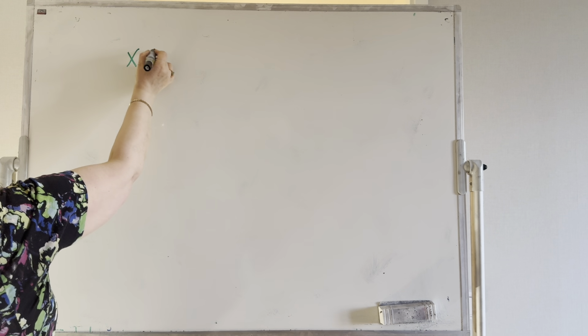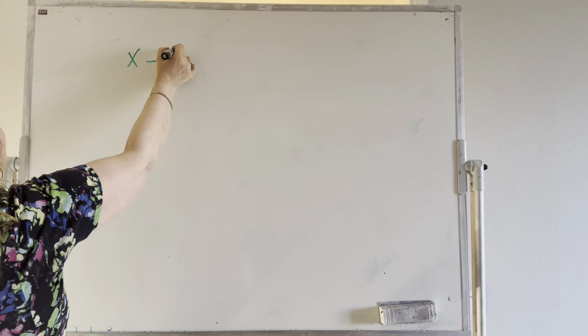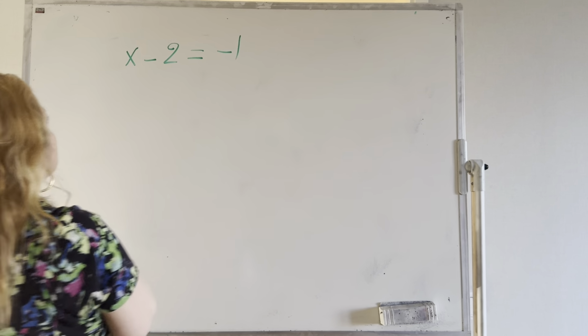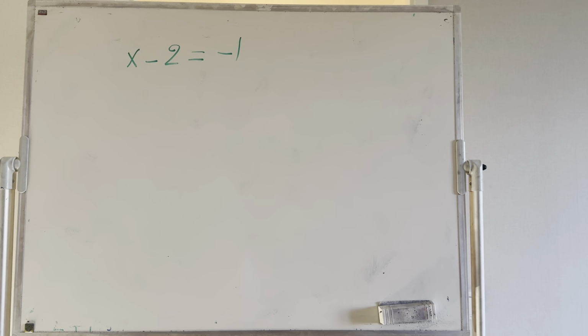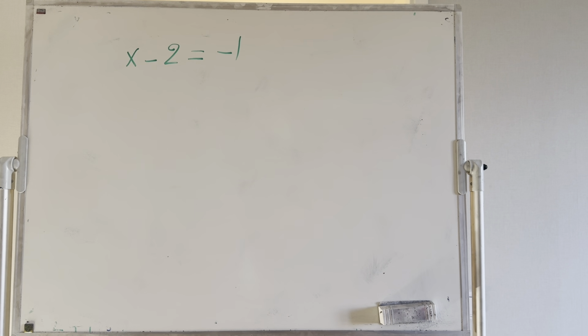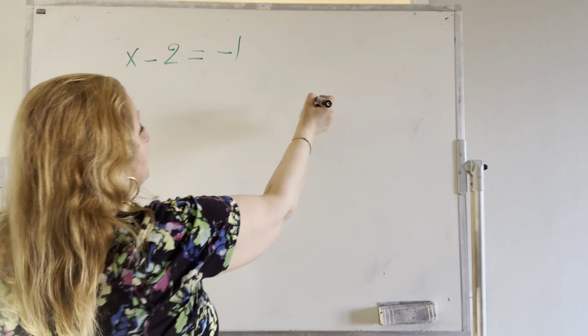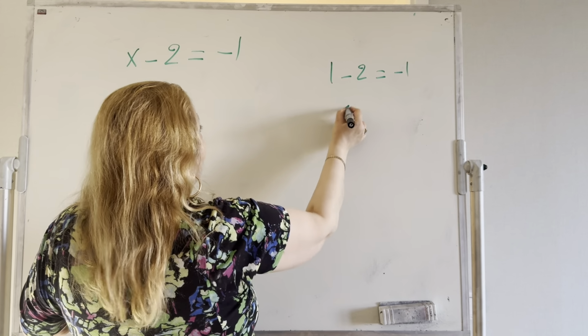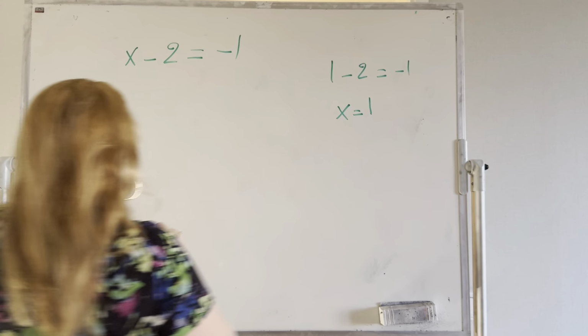x minus 2 equal minus 1. And when I think here, how can I get minus 1? If I have x equal 1, if I think logical, easy logical thinking, if x equal 1, 1 minus 2 equal minus 1. So x equal 1, logical thinking.